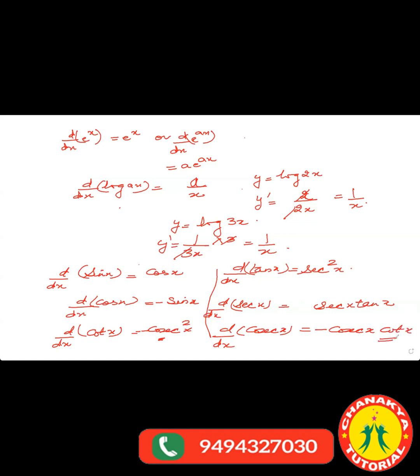Okay, these are a few formulas of differentiation. Children, please note them down, because this whole chapter is based on formulas only. Nothing else you have to do. You have to just apply the formulas. Okay? Please note this.